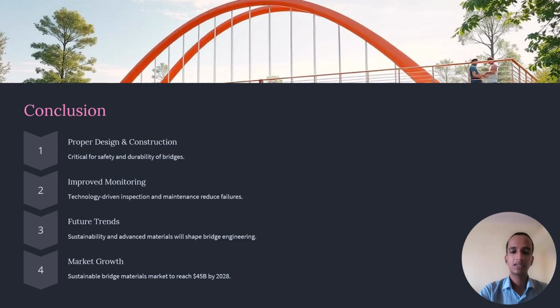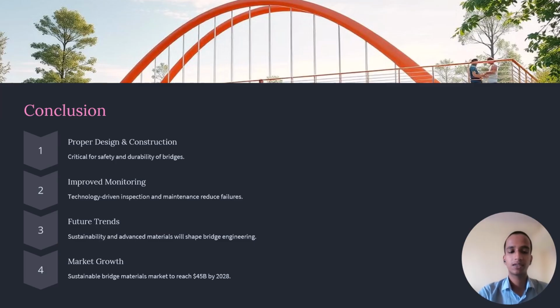Coming to the last slide, I'll conclude by summing up the lecture for all of you. First of all, we should give proper design and construction to the bridge so that it does not fail. The cost factor is also important, because if a bridge fails continuously, it is heavier on the pocket. Second is improved monitoring, meaning that while the bridge is being constructed, to maintain quality the inspector should continuously visit the site.